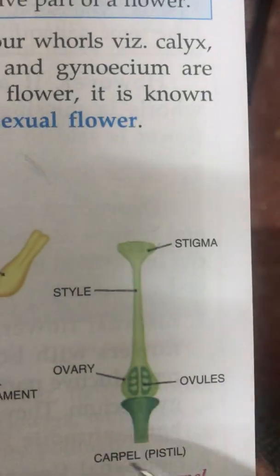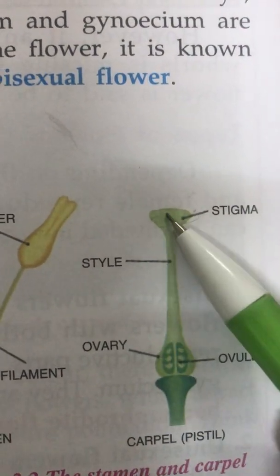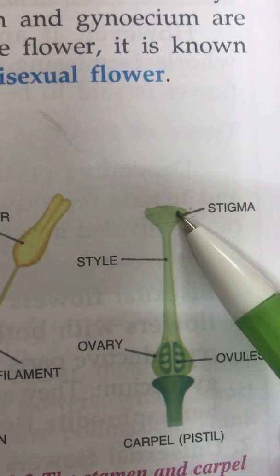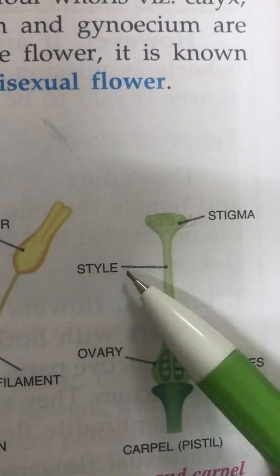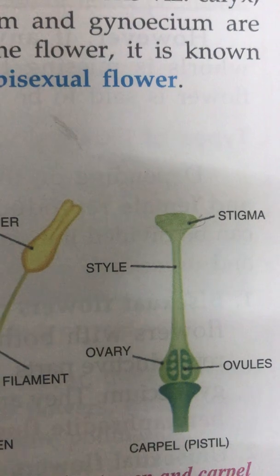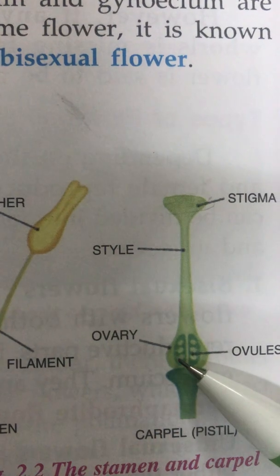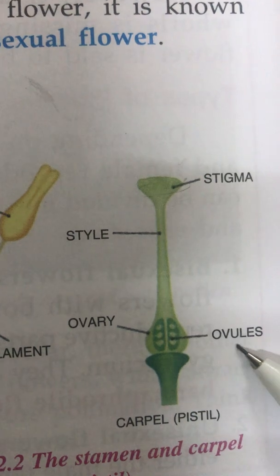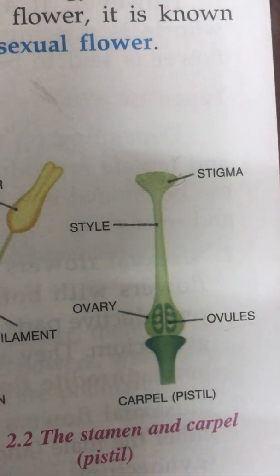If you have to see an individual carpel, what it looks like, refer to this diagram. This is the stigma. Stigma is usually hairy or sticky. It's a knob-like expanded part of the gynoecium. Then we have a tube-like structure which is called style, and a basal swollen portion which is called the ovary. So each carpel consists of three parts: stigma, style and ovary. And inside the ovary we have a number of structures called ovules. They are rounded bodies, and the female gamete is present inside the ovule.